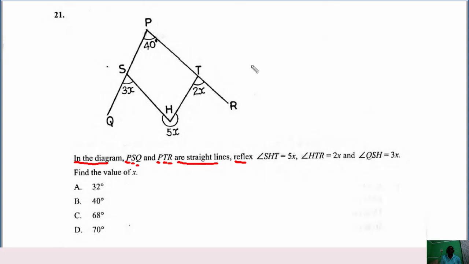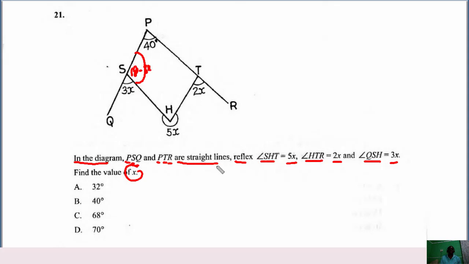Reflex angle SHT is 5x. Angle HTR is equal to 2x. Then angle QSH is 3x. We have to find x. So from here, we can see that this is a straight line, so this side will be 180 minus 3x.